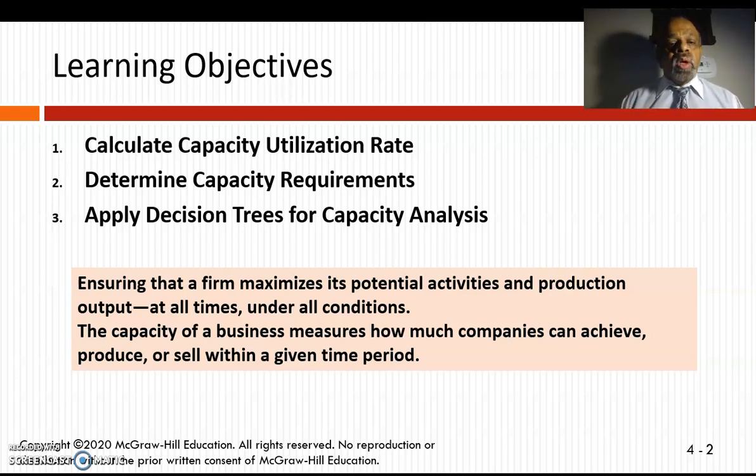Okay? So the learning objectives of this class are to calculate capacity utilization rate. We're going to be talking about the definition of capacity utilization rate in a minute. Then, determine capacity requirements and also apply decision trees for capacity analysis. We might not be doing decision trees in this class, but this section actually focuses on them. We might come back to the decision trees later on in this class. Okay?